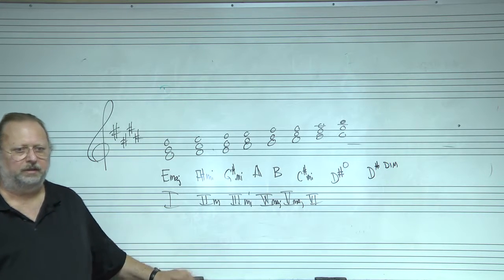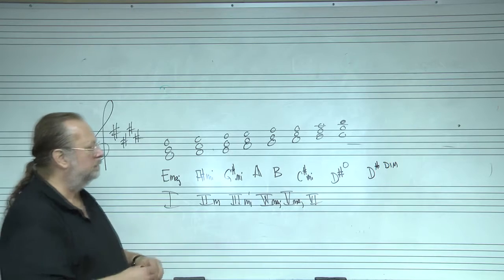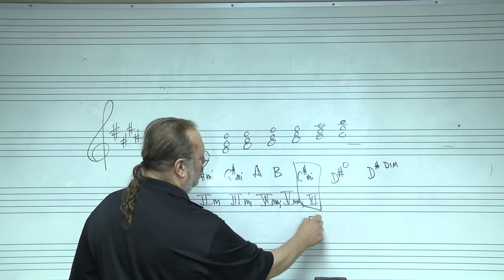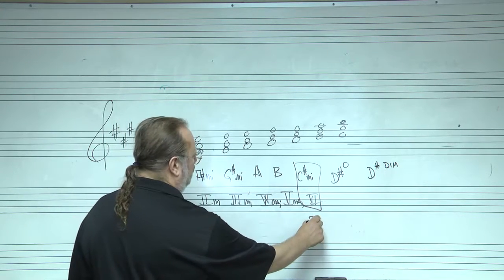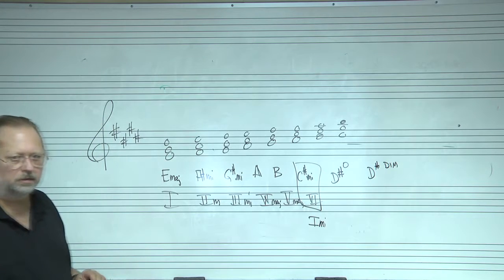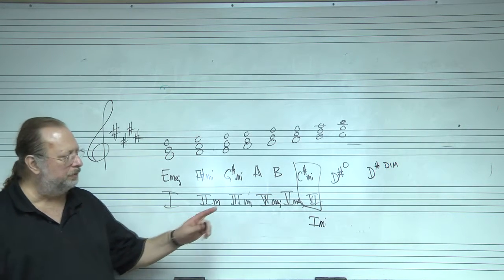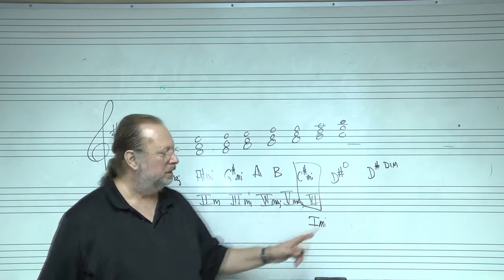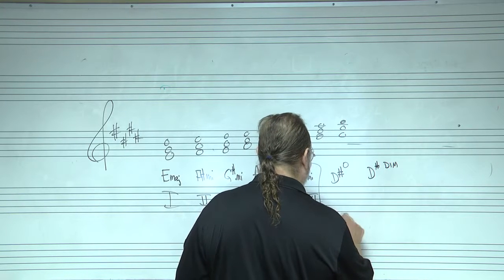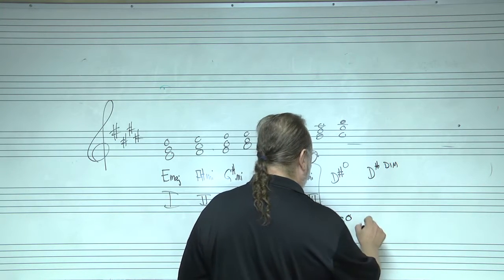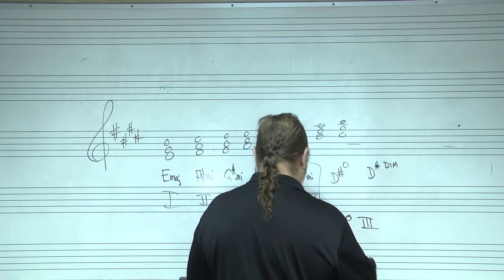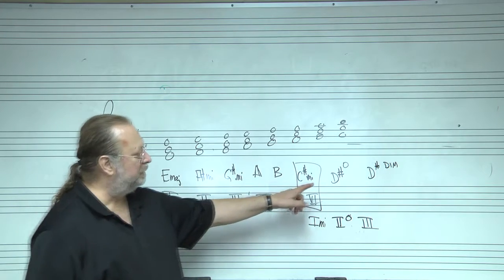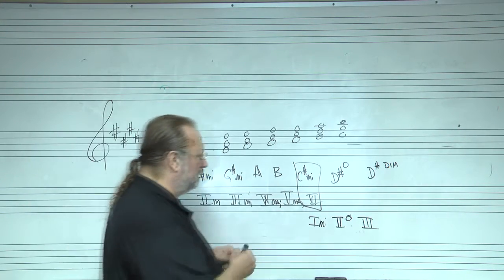What's the relative minor of E? C sharp minor. So this becomes the one chord in the key of C sharp minor, a one minor, right? Starting to make sense? So now the two chord in C sharp minor is going to be D sharp diminished, right? Then the three chord? Well, we have to keep going with our scale: E major.